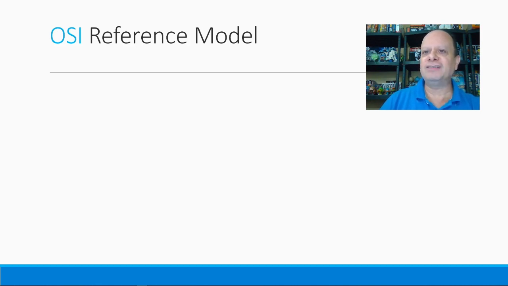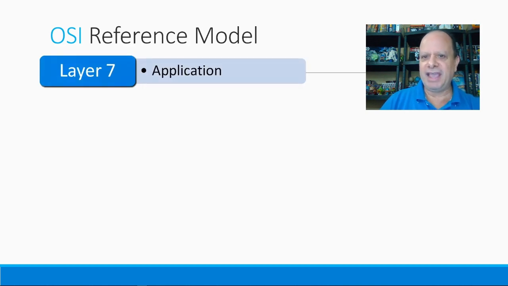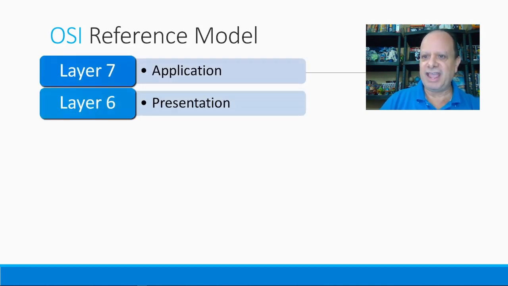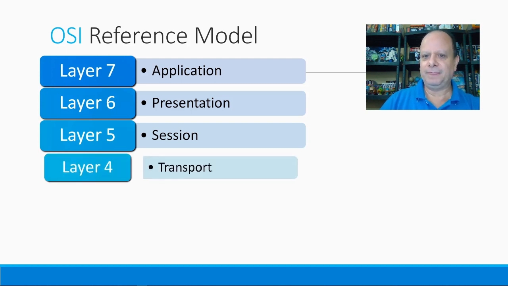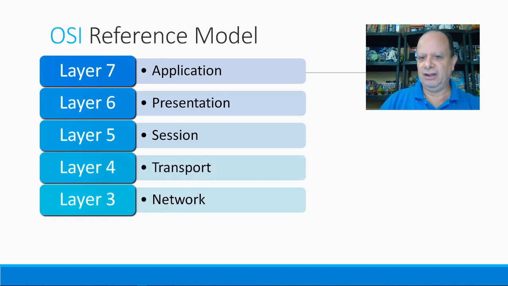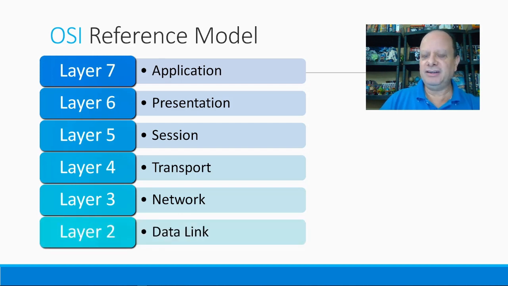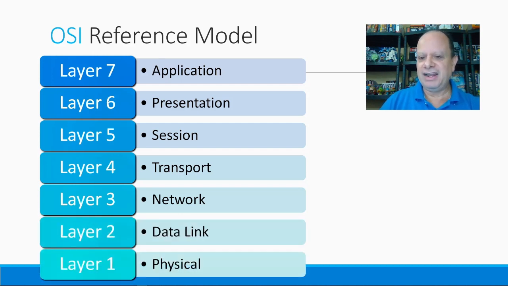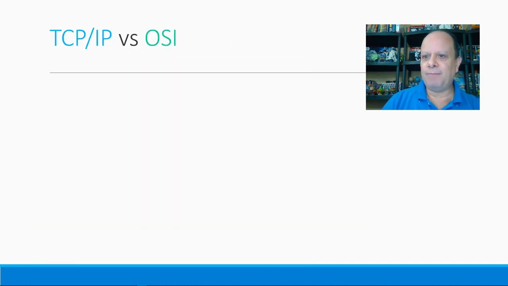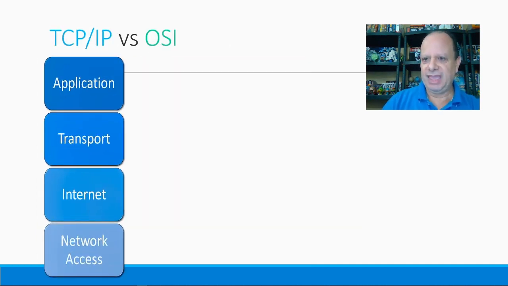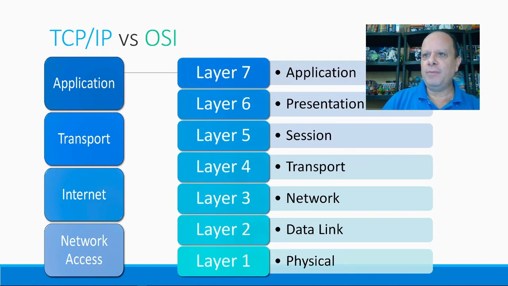The OSI reference model provides an extensive list of functions and services that must happen at each layer. It's a stack of 7 layers. These layers are Layer 7, Application, Layer 6, Presentation, Layer 5, Session, Layer 4, Transport, Layer 3, Network, Layer 2, Data Link, and finally Layer 1, Physical. Both the TCP/IP stack and the OSI model are commonly used when referring to networking protocols.